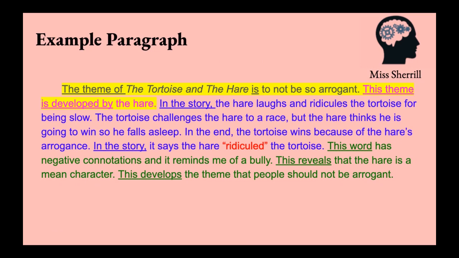This is an example paragraph about how we can look at the theme and how it's developed in The Hare and the Tortoise. The theme of the tortoise and the hare is to not be so arrogant. This theme is developed by the hare. In the story, the hare laughs and ridicules the tortoise for being slow. The tortoise challenges the hare to a race, but the hare thinks he is going to win, so he falls asleep. In the end, the tortoise wins because of the hare's arrogance. In the story, it says the hare ridiculed the tortoise. This word has negative connotations, and it reminds me of a bully. This reveals that the hare is a mean character. This develops a theme that people should not be arrogant.